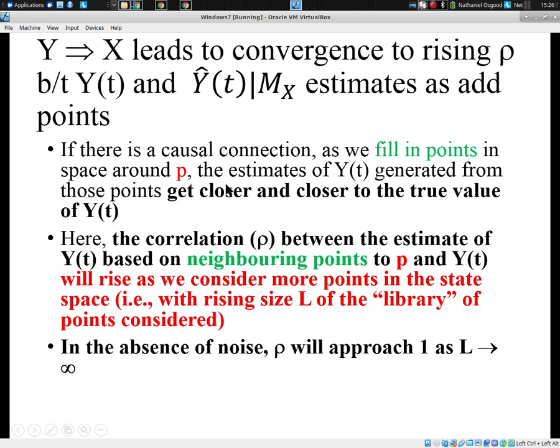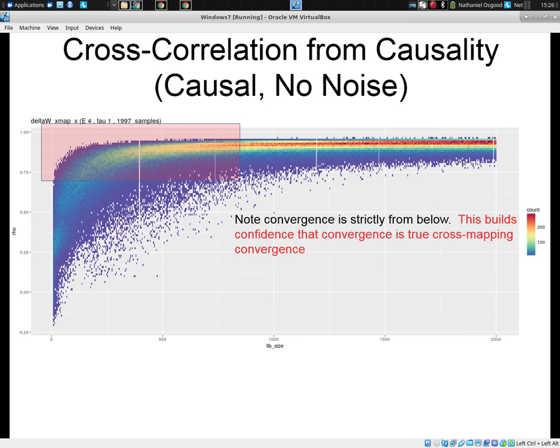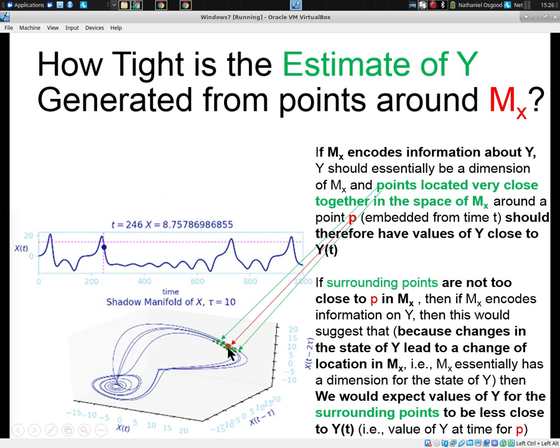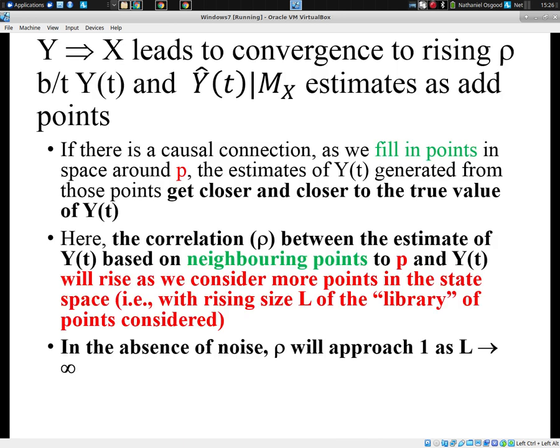We fill in points around P, and the estimates of Y generated from these get closer and closer to the true value of Y. So as we get tighter and tighter around this red ball, if Y is driving X, if Y is part of the state driving X, closeness in state space means closeness in value of Y. It's part of its state is Y, and therefore it will tend to be close values of Y.